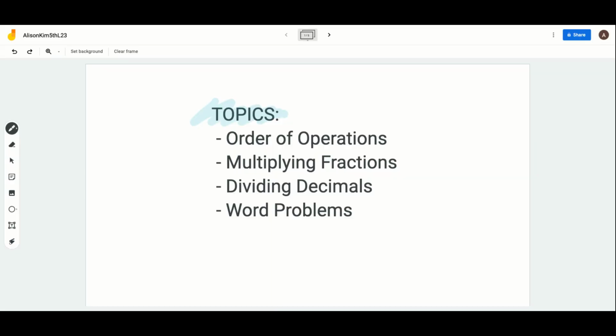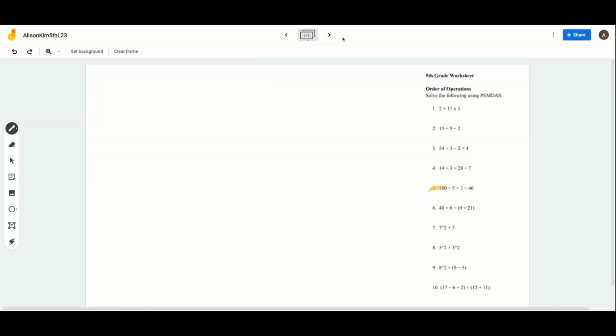Fifth graders, today we're going to learn about the order of operations, multiplying fractions, dividing decimals, and word problems. So let's get started. We're going to start off with order of operations.